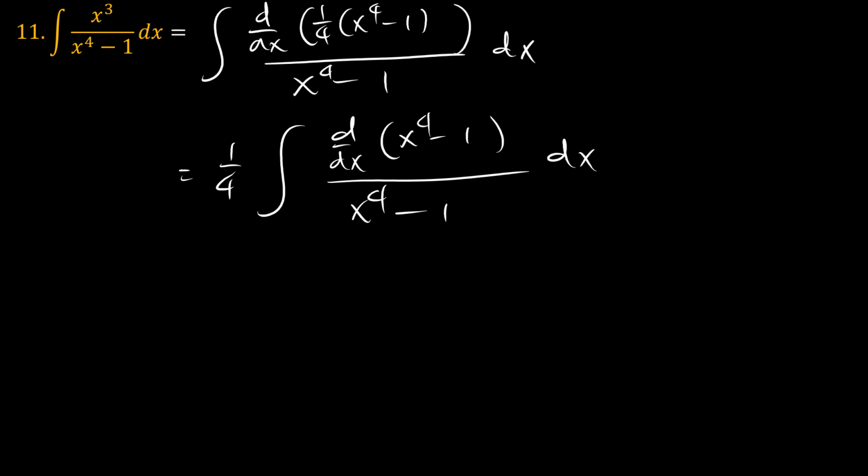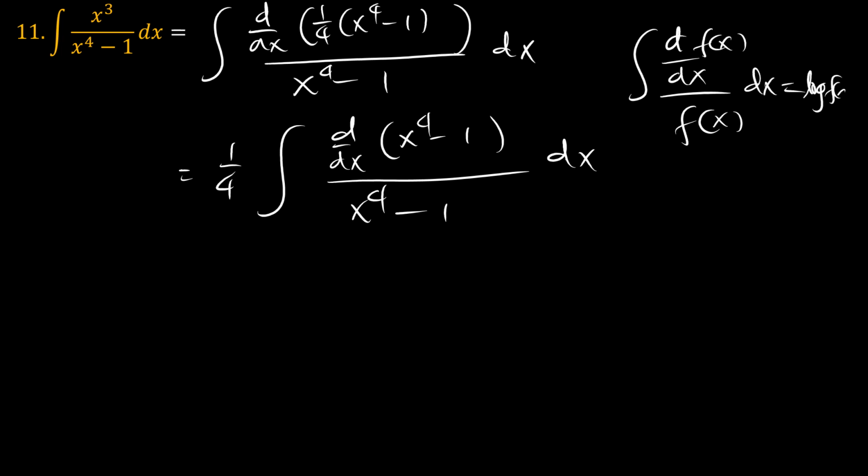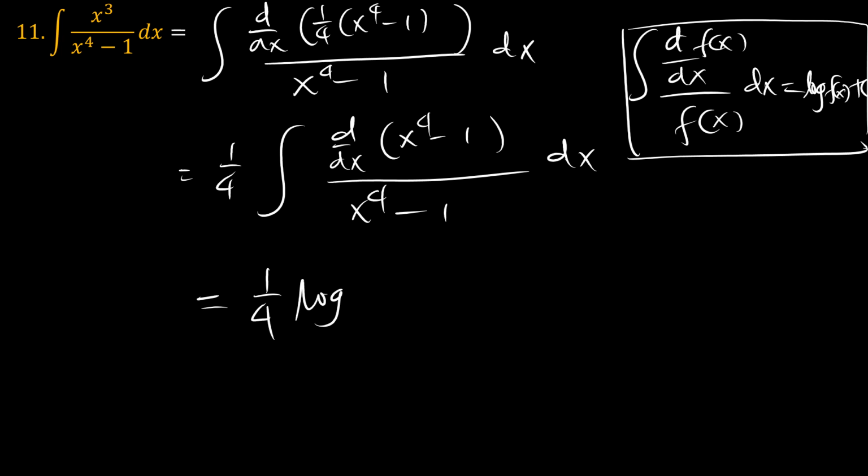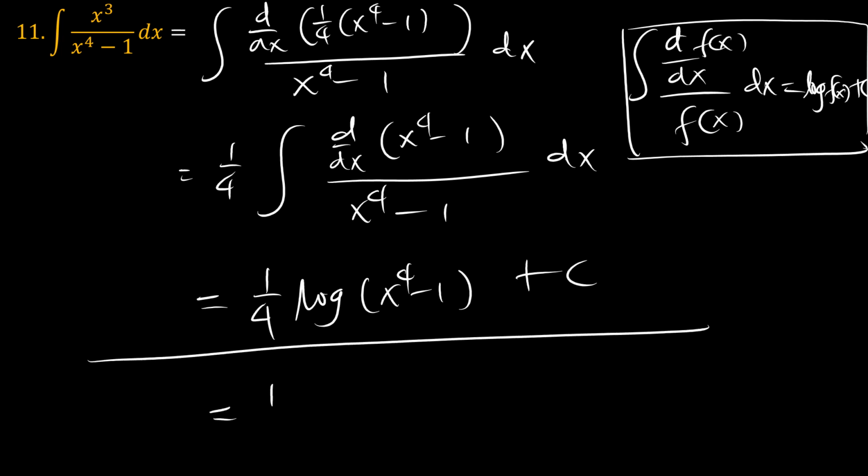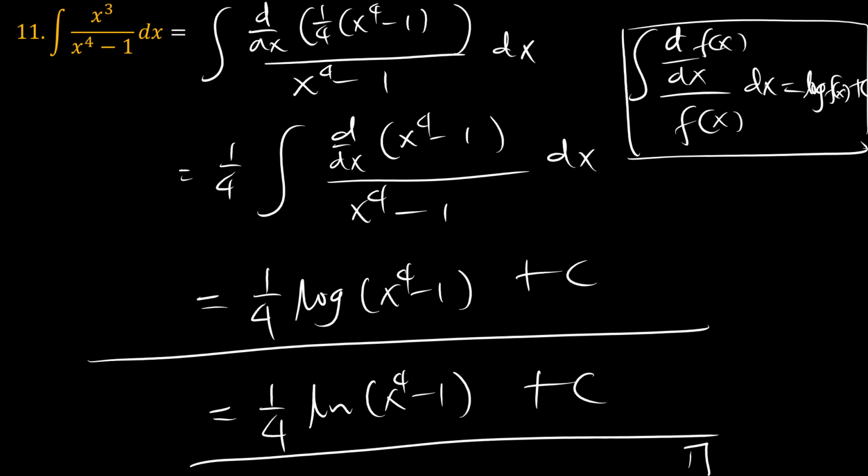Since we know that if you're integrating the derivative of a function f(x) over f(x), when you integrate this, you get the natural logarithm of f(x) plus an integration constant. So using this formula, we have a quarter natural logarithm of x to the 4 minus 1 plus the integration constant. Some people might write a quarter ln, for natural logarithm, of absolute value of x to the 4 minus 1 plus the integration constant. Both of these are okay, and that was our answer.